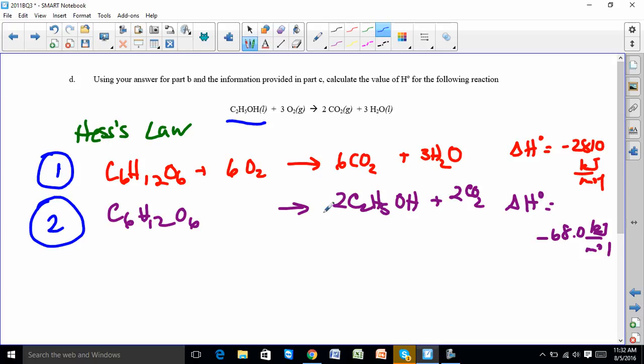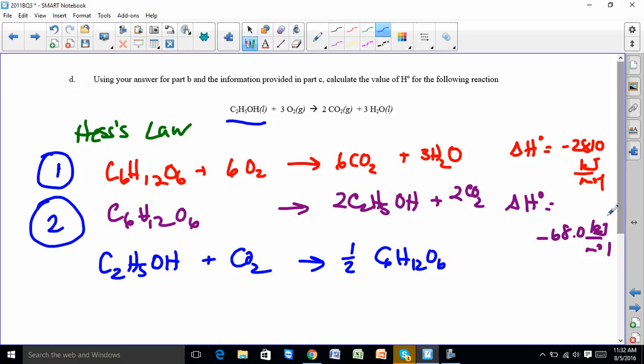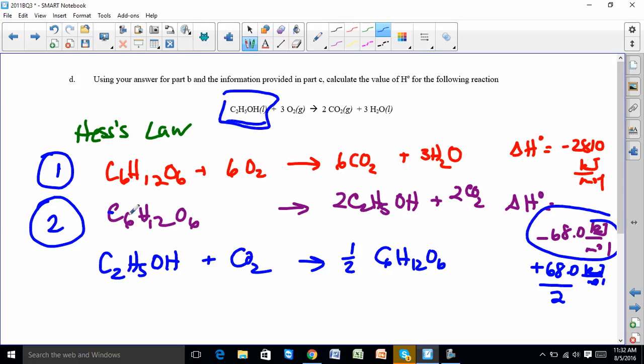So what I'm going to do is take equation 2 and flip it and divide it by 2. So half of 2 is 1. Half of 2 is 1. Half of 1 is a half. And then I'm going to take this equation and flip it. That makes it positive 68. And then I'm going to divide it by 2. Now, interesting, this is in the right position, and I've used this equation. And remember, you can only use them once.